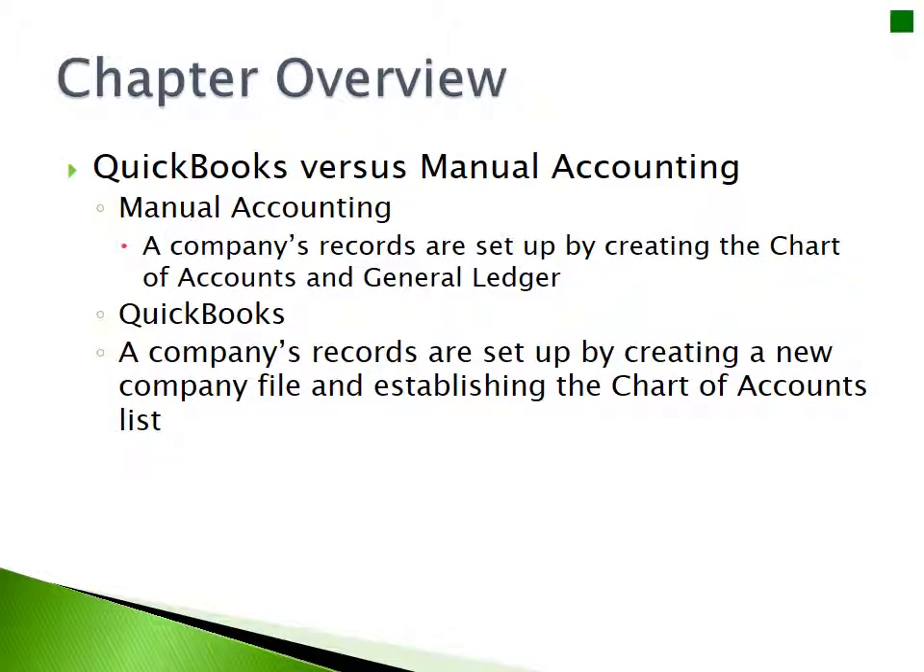In manual accounting, a company's records are set up by creating the chart of accounts and general ledger. In QuickBooks, a company's records are set up by creating a new company file and establishing the chart of accounts list. As opening balances are entered, QuickBooks sets up the general ledger. The Customer Center and Vendor Center are set up as well as the item list.